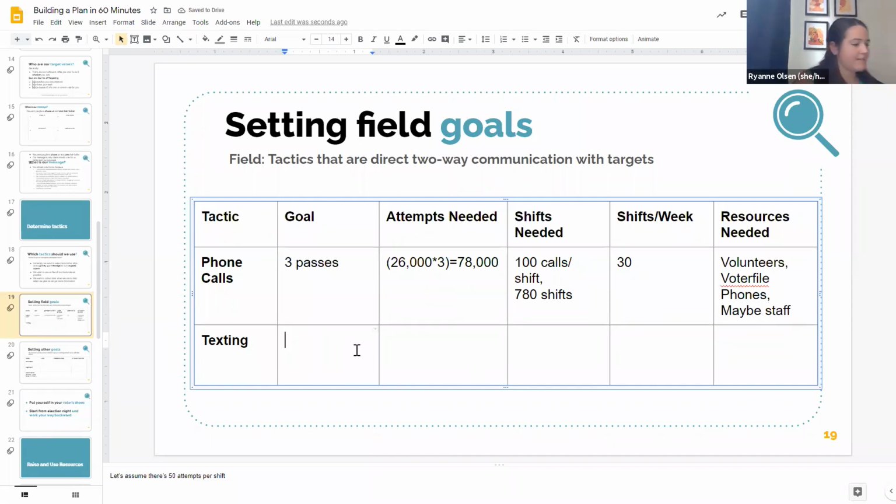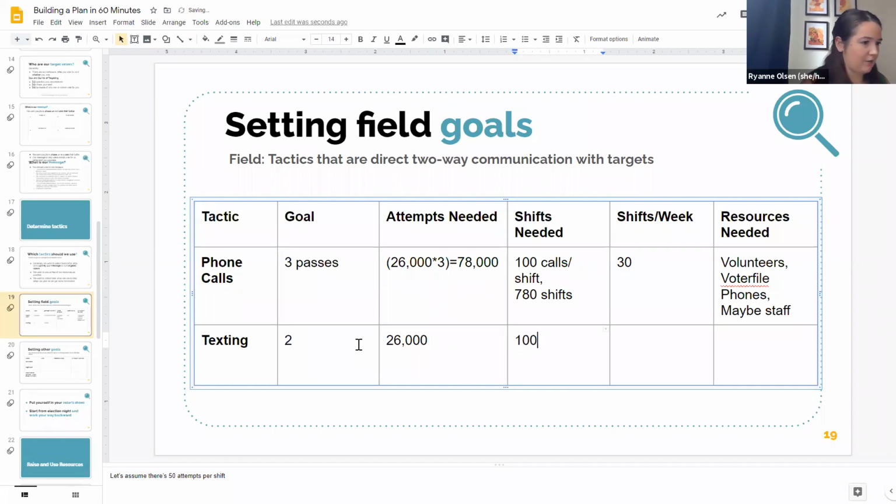Cool. So texting, let's say that we want to do 3 passes or 2 passes through texting. And this is interesting because we want to do 2 passes, but we might not have everyone's cell phone number. So it's like we're doing 2 passes, but only through half the universe because we don't have cell phone numbers for absolutely everyone. So we're going to have about 2,600 attempts through texting.